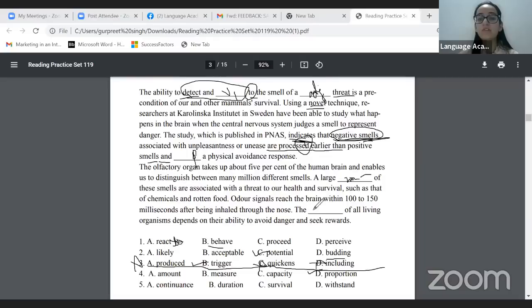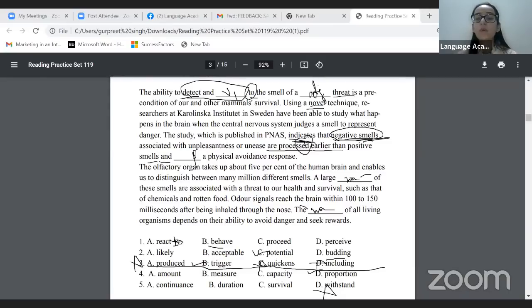Odor signals reach the brain within 100 to 150 milliseconds after being inhaled through the nose. The dash of all living organisms depend on their ability to avoid danger and seek rewards. So after the, we need a noun. And let's see, continuance, duration, survival, withstand is not a noun. So the duration of living organisms, do we have durations? What is the duration of my life and your life? We don't use duration for human beings.